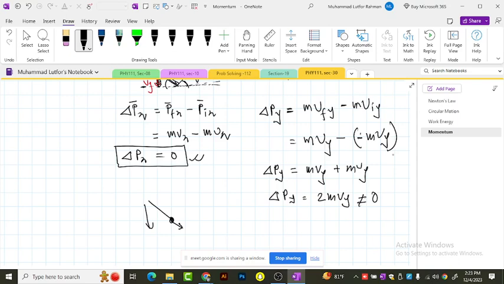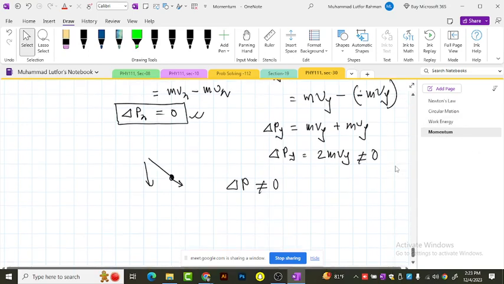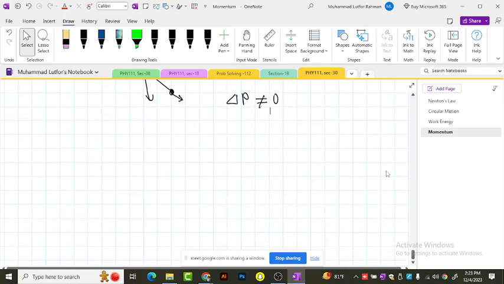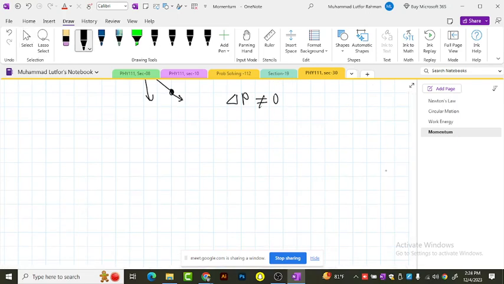As a result, the total momentum of this system is not going to be conserved because there is some external force acting on this system. So the answer is that the total momentum of this system is also not going to be conserved, because there is an external force, the gravitational force, acting on that system. All right, do you understand? Yes, sir.